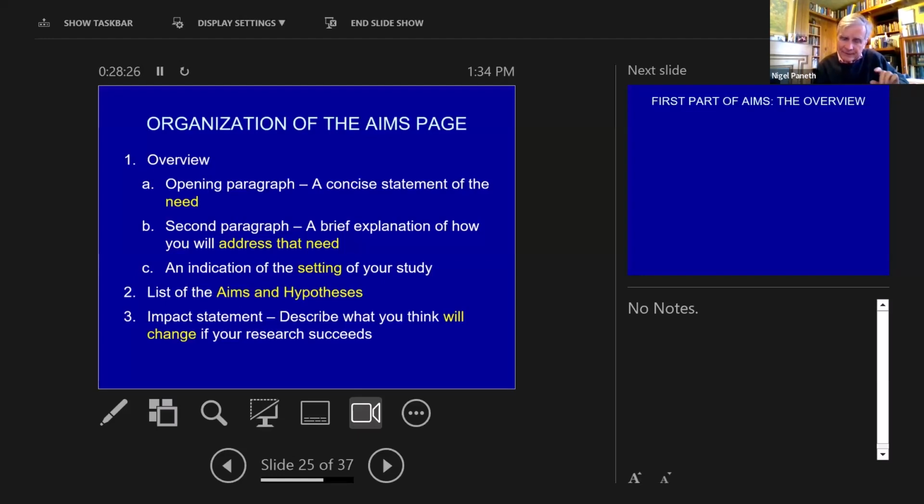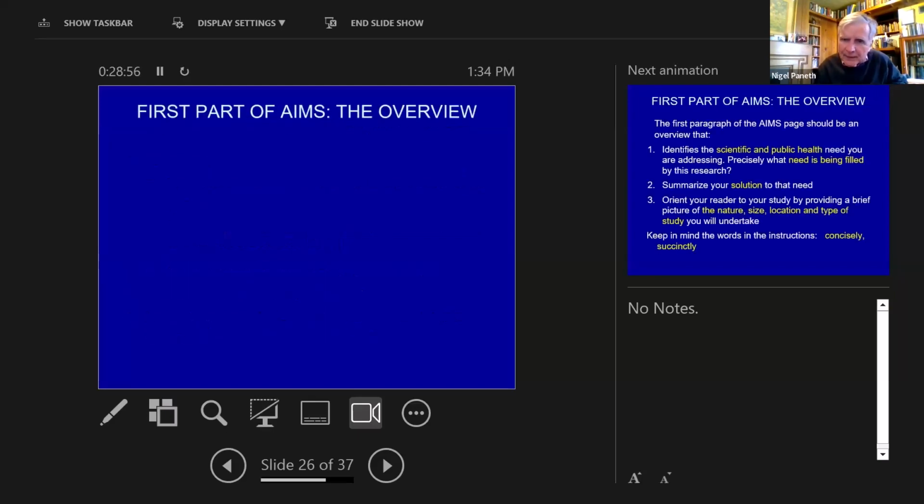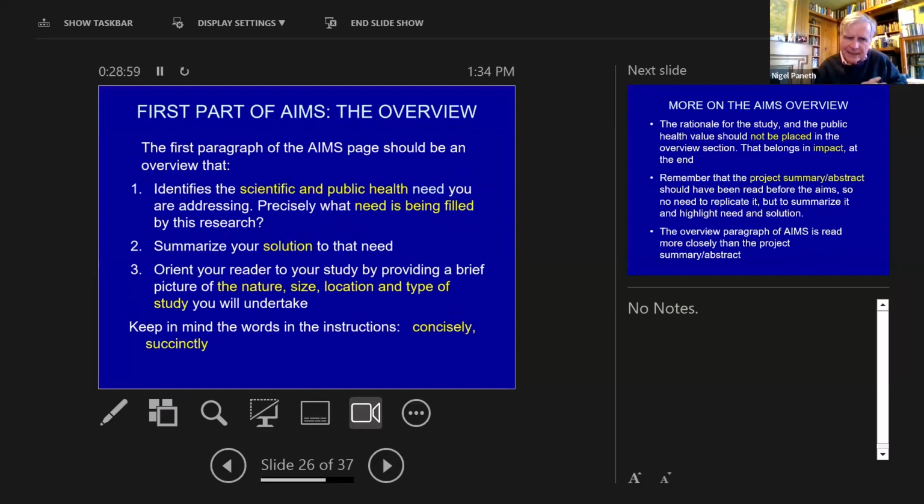And importantly, very important, at the very end, you have an impact statement. Describe what you think will change if your research succeeds. Remember, the overall criterion for NIH is impact. So those last few lines in the specific aims page would say, this is what I think the impact will be if this works according to plan, if my research goes well. That's very, very important. Next page.